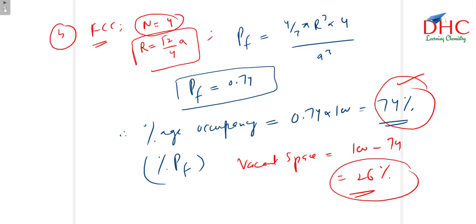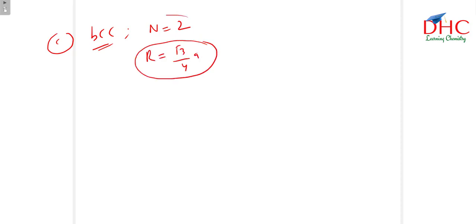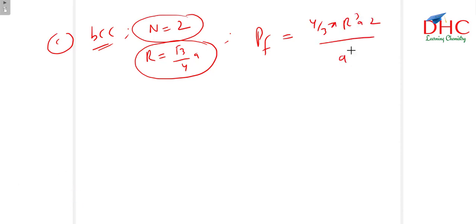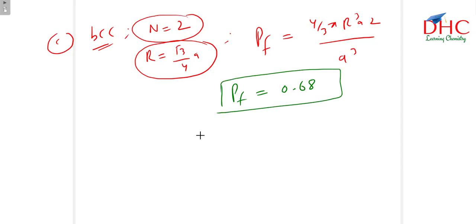Now for BCC, in case of BCC, you know the number of particles is equal to 2. The relation between radius and the length of edge is root 3 by 4 into a. Once you put these values in the packing fraction formula, PF will be equal to 4 by 3 pi r cube into number of particles, which is 2, divided by a cube. So a you can put here. Once you put 4r divided by root 3, you will get PF, the packing fraction, approximately equal to 0.68. So this is the packing fraction.